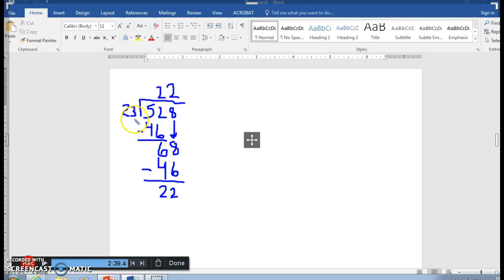We check, that's less than 23. We don't have anything else to bring down, so our remainder is 22. So our answer is 22, remainder 22. So that's the way that we've always learned how to do our long division.